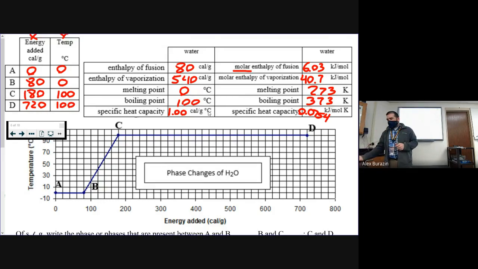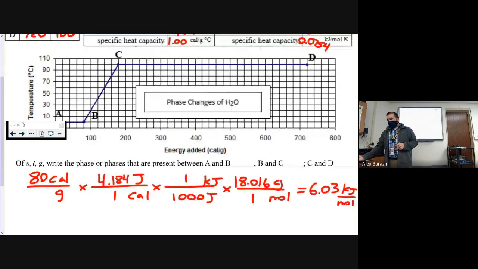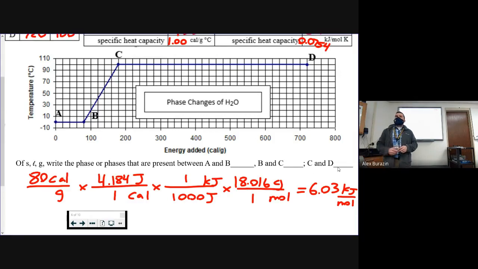Okay. All right. Of solid, liquid, and gas, write the phase or phases that are present between A and B, between B and C, and between C and D. What phases of matter exist on this plateau? Solid. What's happening during this plateau? It's melting, so what else is there? Liquid. During that flat spot right there, we have solid and liquid.